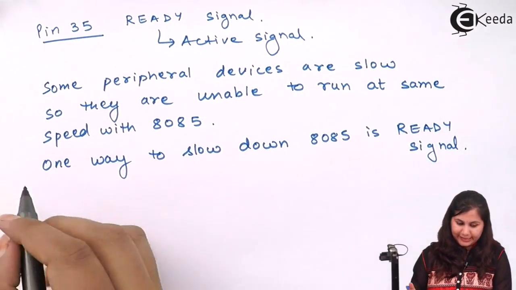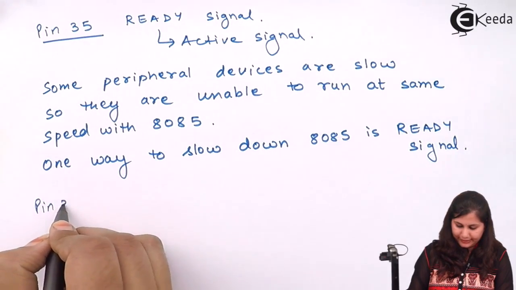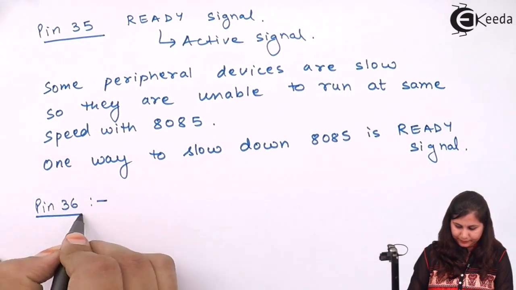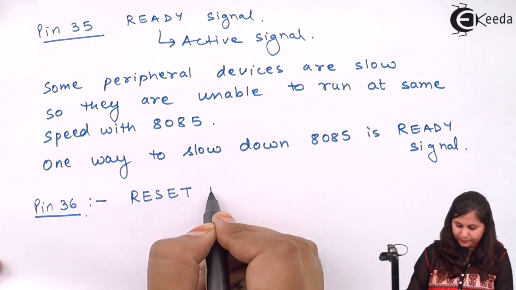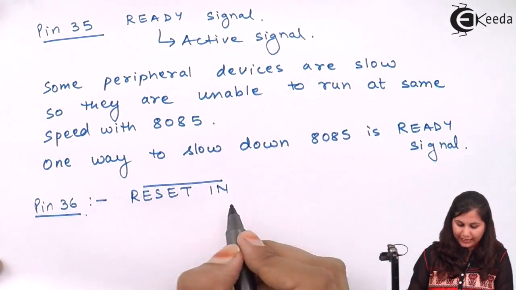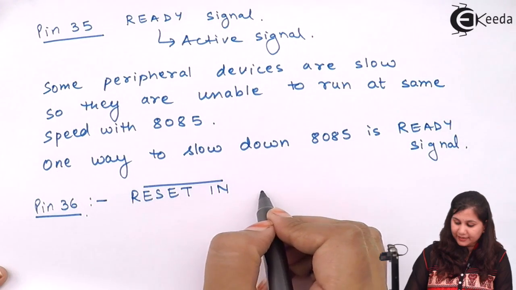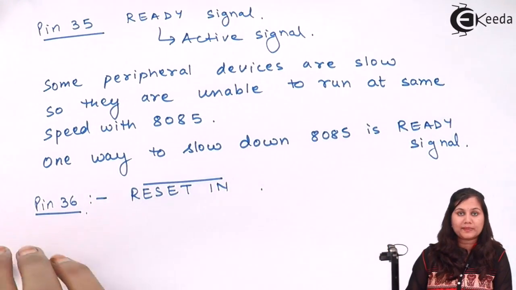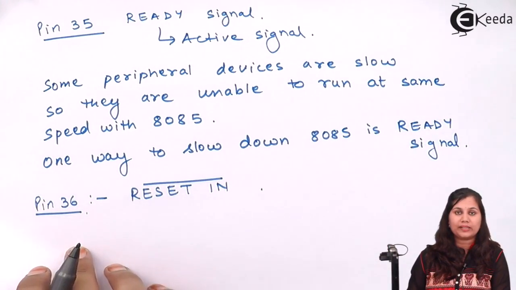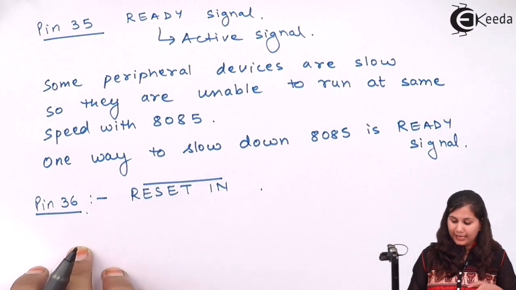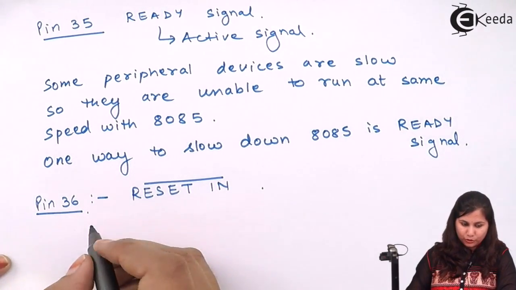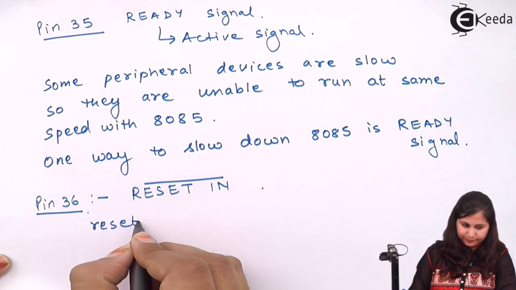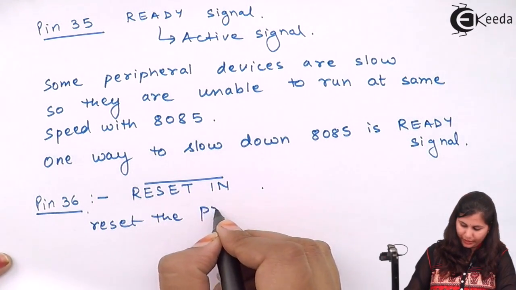Then we have reset in, pin number 36. This is an active low signal. So when this signal is low, the microprocessor gets an idea that it has to reset the program counter and bring it to its initial conditions. So it is used to reset the program counter.